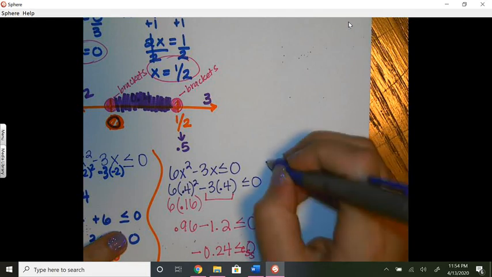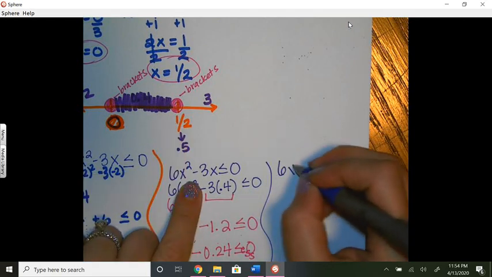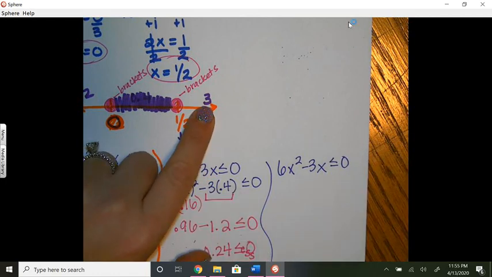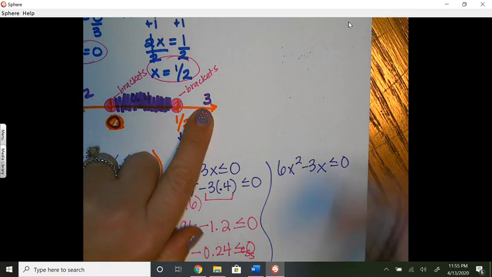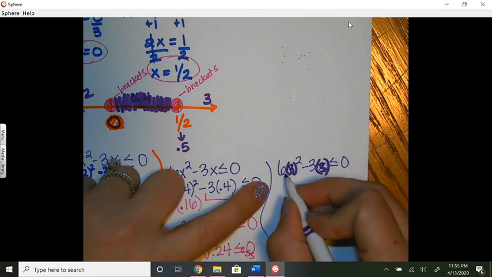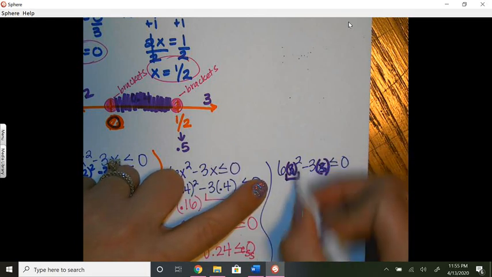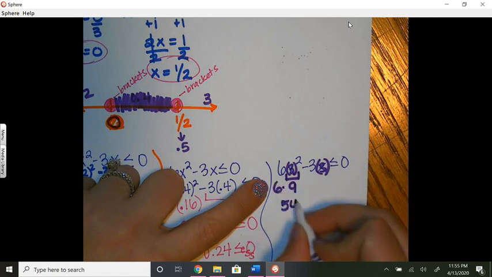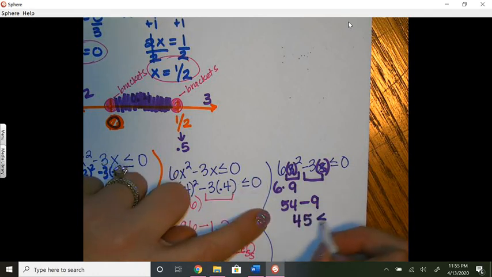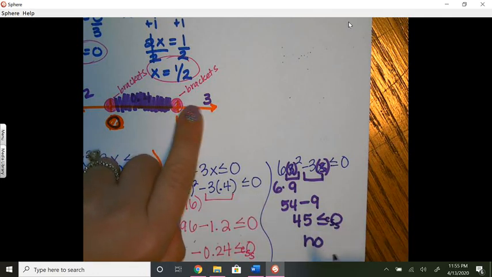Okay, now we have one more left to do. Go back to the original problem and then pick the number you chose here. So I used 3. If you want to use 5 or 100 or a million, whatever you want, that's greater than a half. So then 3 squared is 9 times 6 is 54 here. Negative 3 times 3 is negative 9. And 54 minus 9 is 45. And 45 is not less than 0, so no. So I'm not going to shade over here.